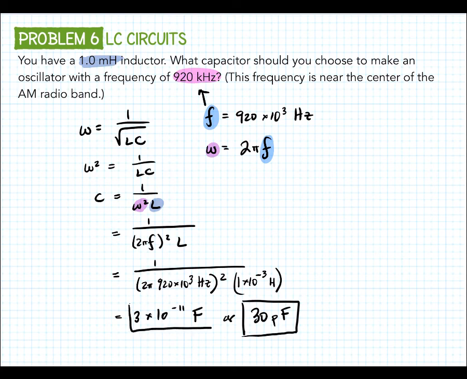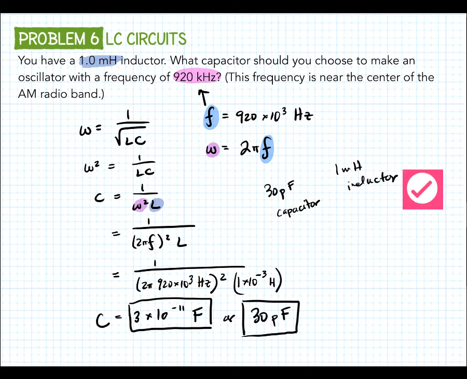So what does this give us? Well, this means if you have a capacitor of 30 picofarads, okay, 30 picofarad capacitor, and a 1 millihenry inductor, you can now tune in to AM 920 or whatever, okay?